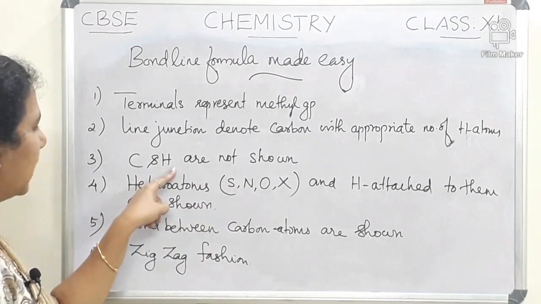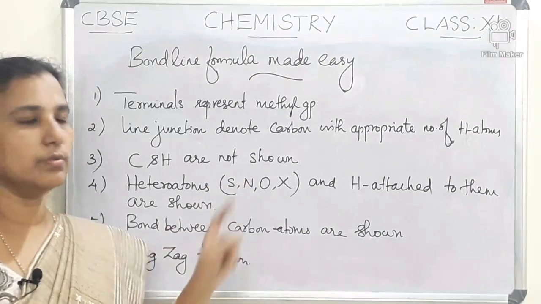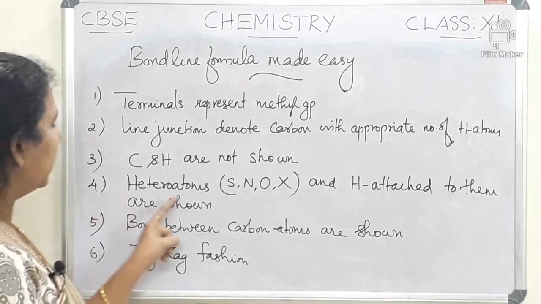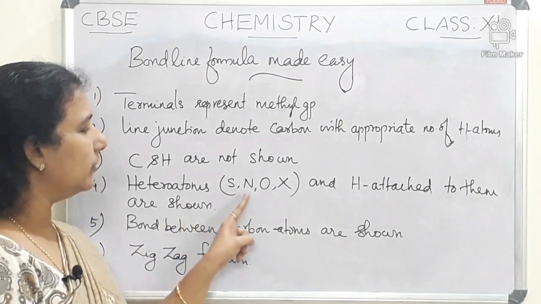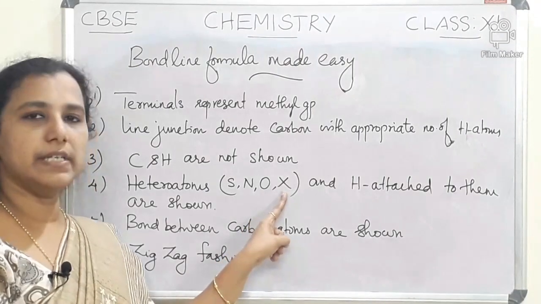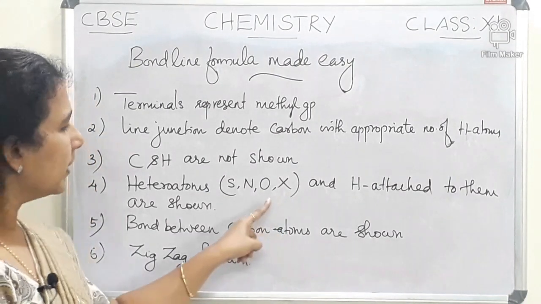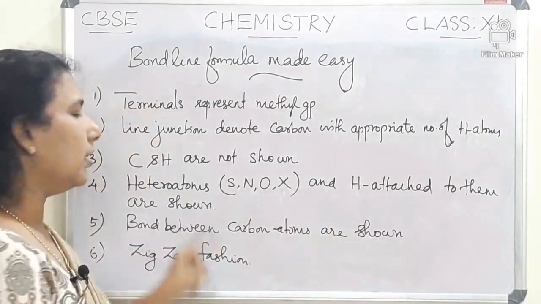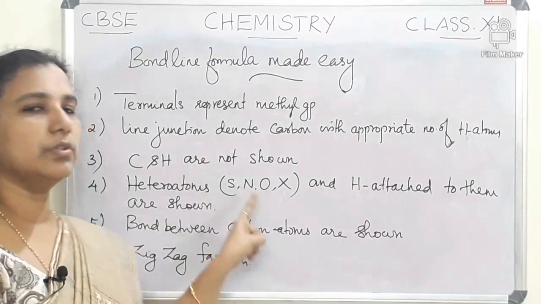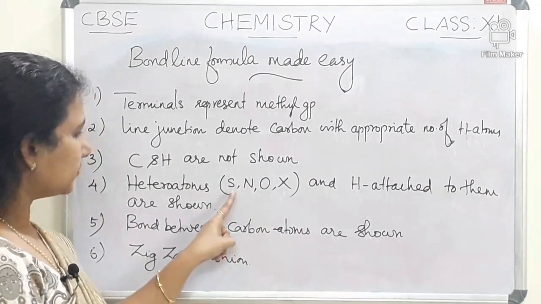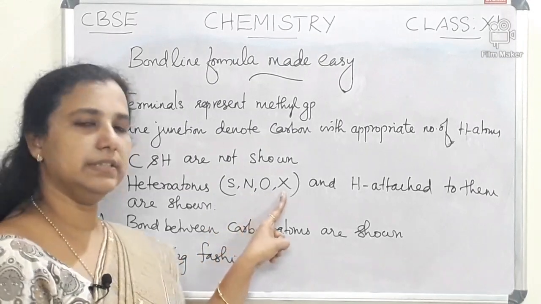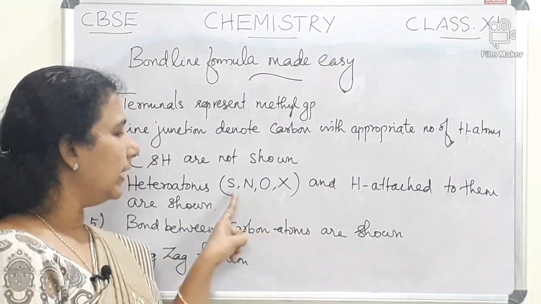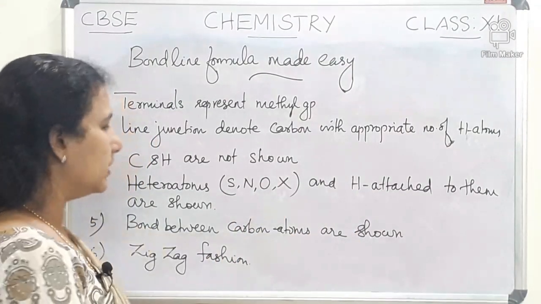Then the third point is that carbon and hydrogen are not shown. So in the Bondline formula, we are not drawing carbon and hydrogen. Then the fourth point is that heteroatoms like sulfur, nitrogen, oxygen and halogens, fluorine, chlorine, bromine, etc., are shown, and also the hydrogens attached to them are shown. So carbon and hydrogen are not shown in the Bondline formula, but sulfur, nitrogen, oxygen and halogens are shown, and also hydrogen atoms attached to any of these heteroatoms will be shown.